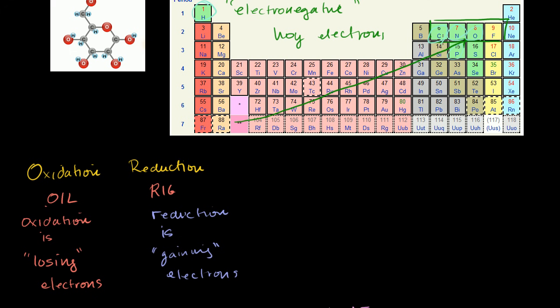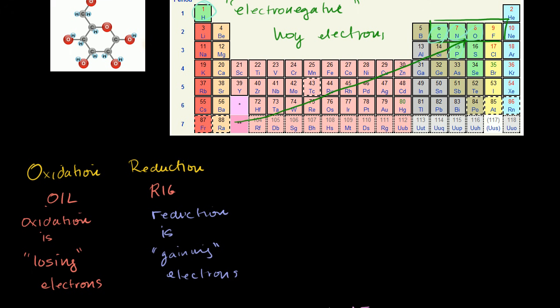So if a carbon is bonding with a hydrogen, the carbon is hogging that electron. And then if that hydrogen gets transferred to an oxygen along with the electron, the carbon lost the hydrogen atom, but it really lost the electron that it was hogging before. And now the oxygen can hog that electron. So these are really consistent definitions.